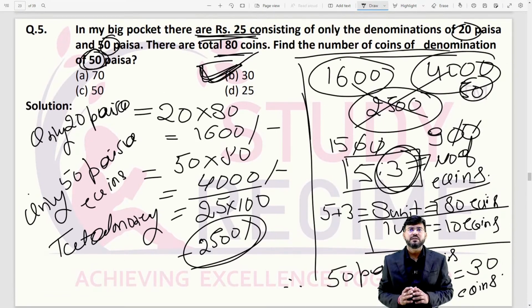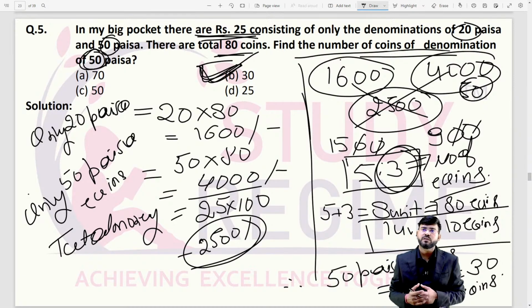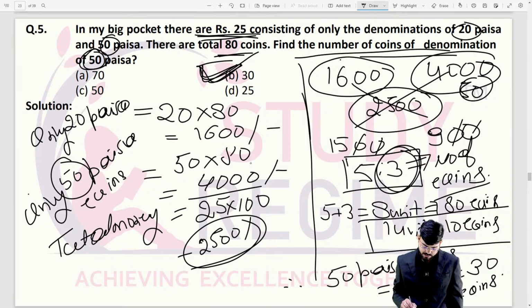Very easy question. It was similar to the previous one. In my big pocket it was 25 rupees, so I have multiplied it with paisa, so I will make it 2500. Now I have considered that there are only 20 paisa denomination and the total number of coins were 80, and later I assumed that there are only 50 paisa coins and the total number of coins were again 80. I have multiplied, you get the value of 4000.